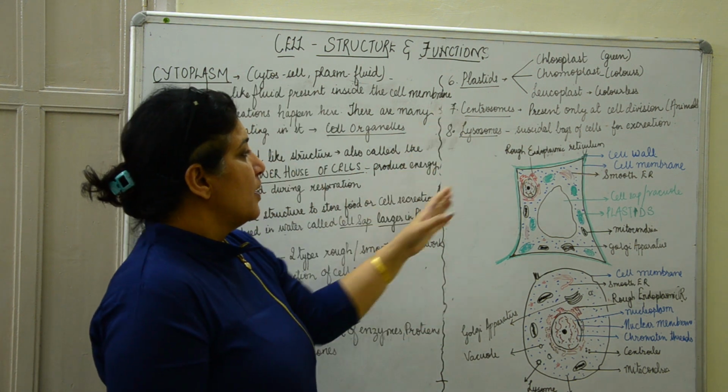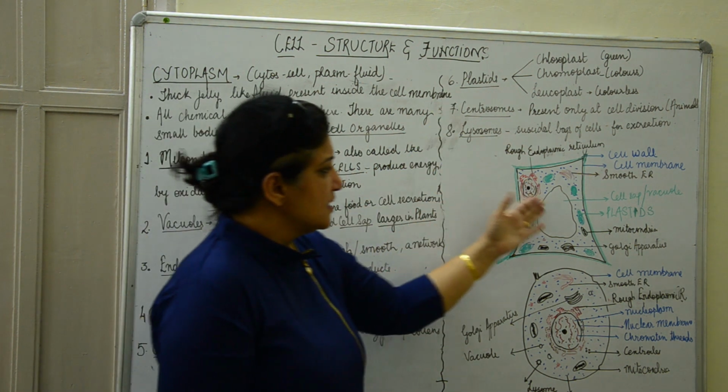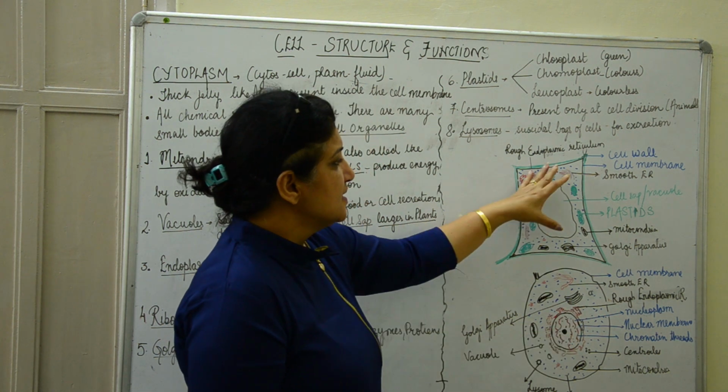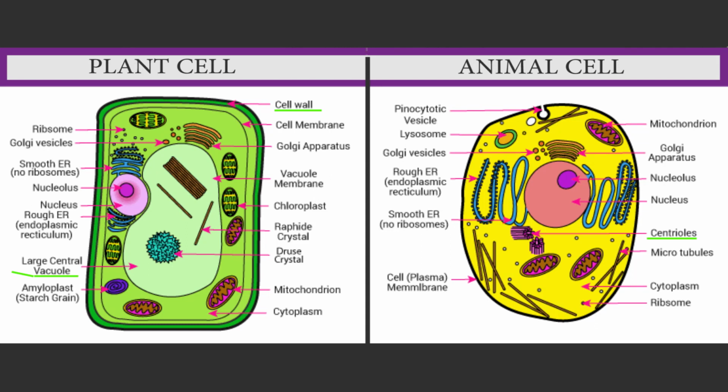So that was all about organelles. If you see these cells, this is a plant cell, this is an animal cell, so you can easily compare what is there in a plant cell and what is there in an animal cell. You can actually make out the differences also.